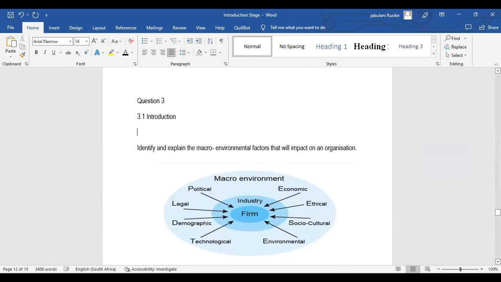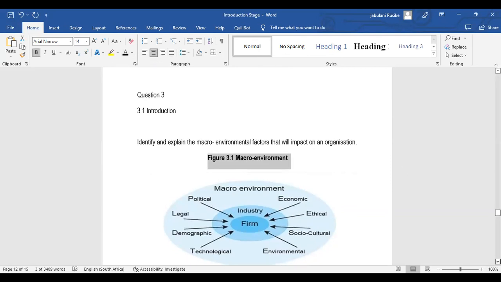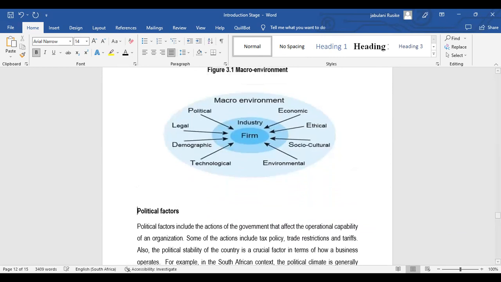Just make sure that these macro environmental factors can be illustrated by a figure. Remember, it's now question 3. So when it's question 3, automatically this becomes figure 3.1, which is the macro environment. Right? You bold it. I always prefer to put it in the middle. And then make sure there is a source here. Always, especially if it's an assignment, make sure you have your source.